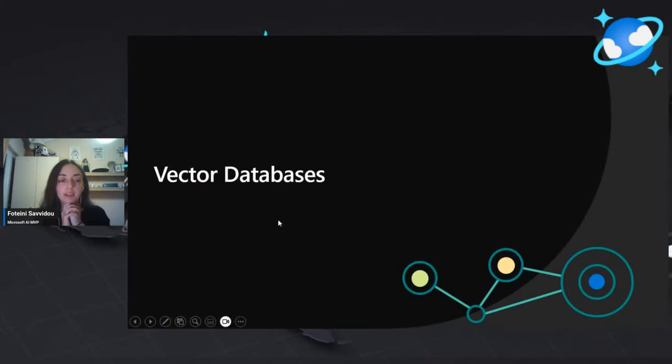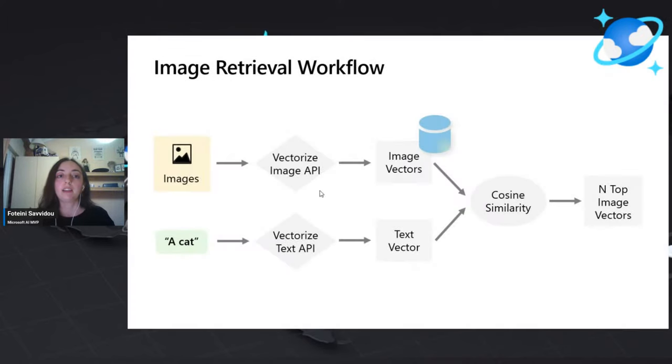So back in our presentation, we are going to talk a bit about vector databases. In the demo that I showed you, the vector embeddings are stored in a pandas data frame, but this is not an effective way to store a large amount of data. And this is why we use vector databases. A vector database is a specialized type of database which is optimized for storing and querying vectors with a large number of dimensions. So in our example, we can store the vectors of our images in a vector database and then send queries to this database in order to retrieve the results.